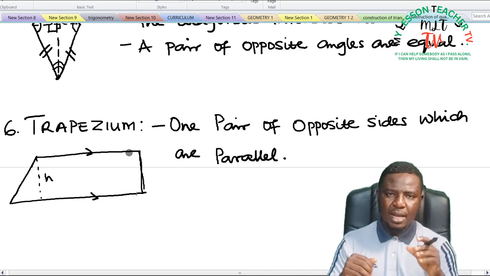We shall now take examples on construction of quadrilaterals.